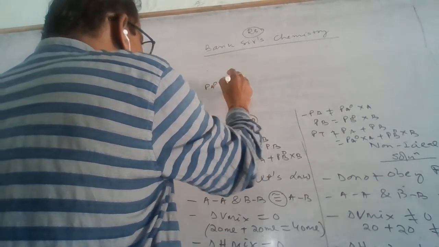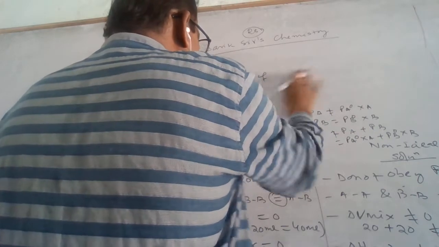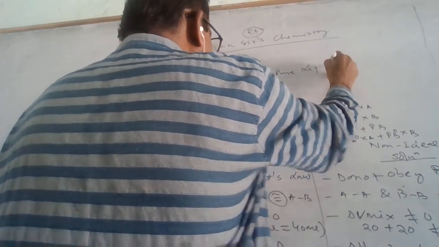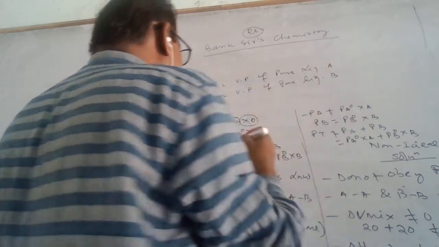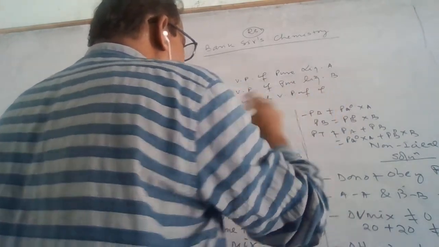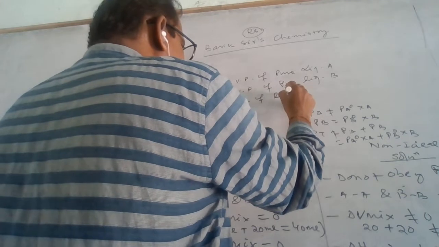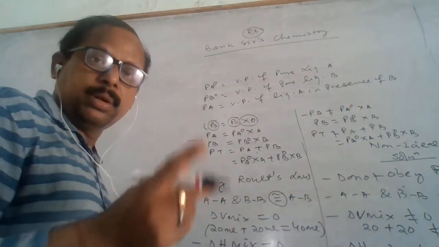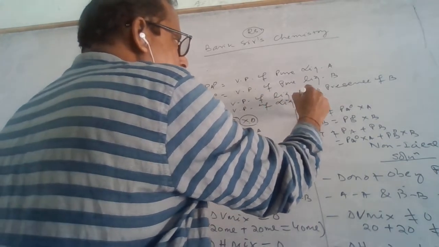So what is PA0? PA0 means the vapor pressure of pure liquid A. PB0 is the vapor pressure of pure liquid B. PA is the partial vapor pressure, or the vapor pressure of liquid A in presence of B. PB is the vapor pressure of liquid B in presence of A.